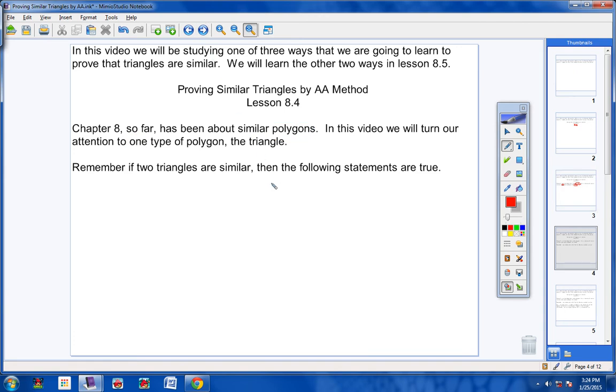Okay, remember, if two triangles are similar, then the following two statements are true. And I think it would be really a bad idea for you guys not to copy this down. I would encourage you to copy this down. If two triangles are similar, then the following statements are true. Okay, so I would write this in your notes if I were you.